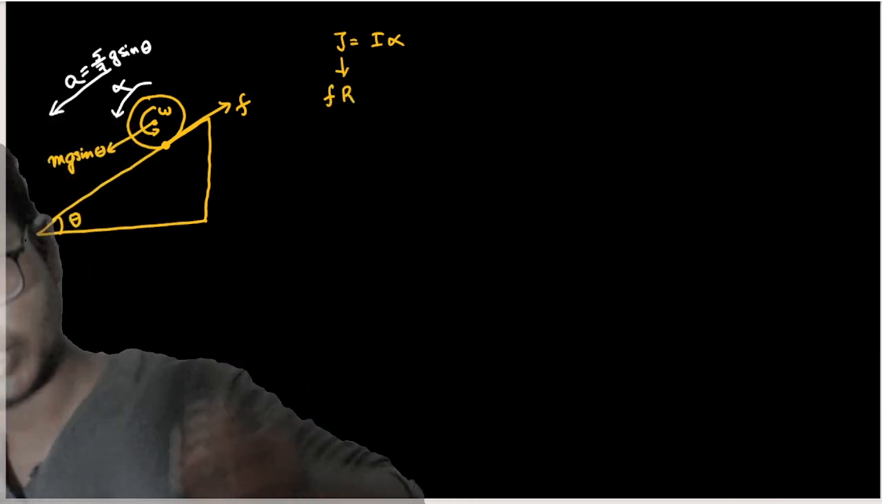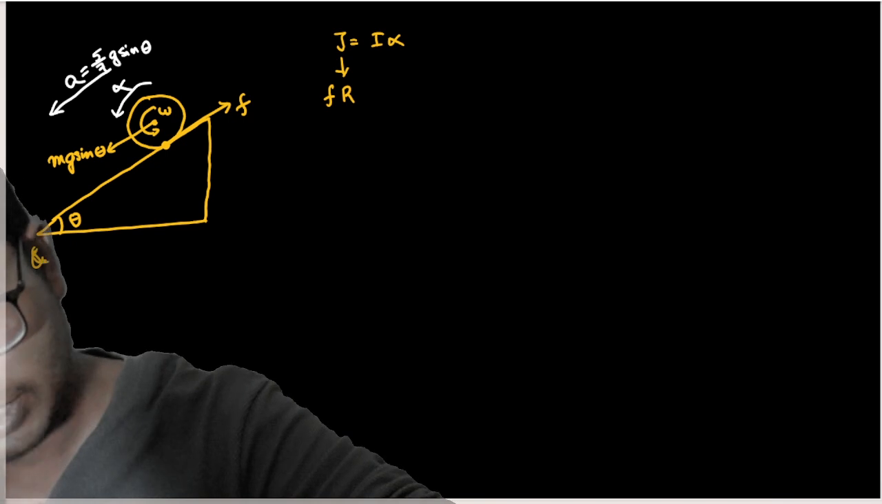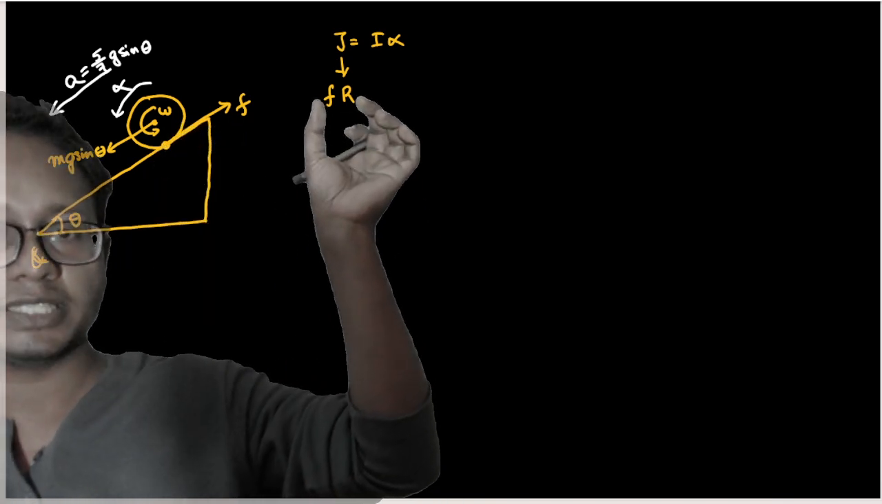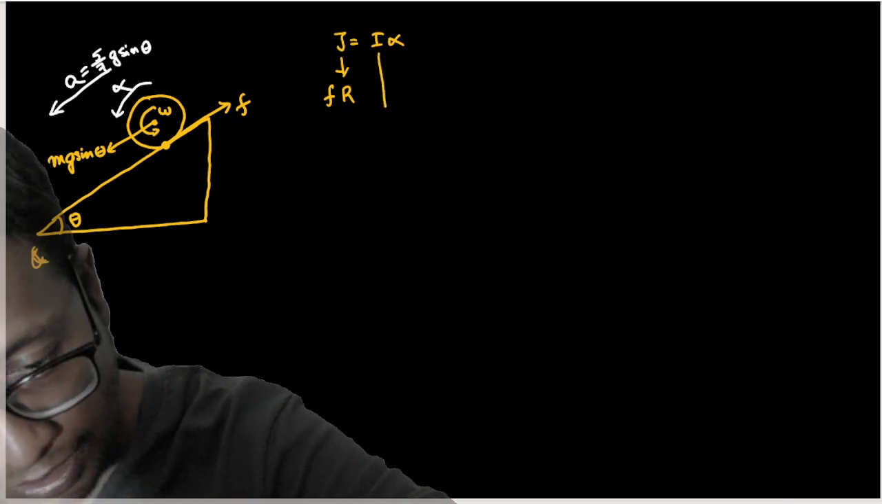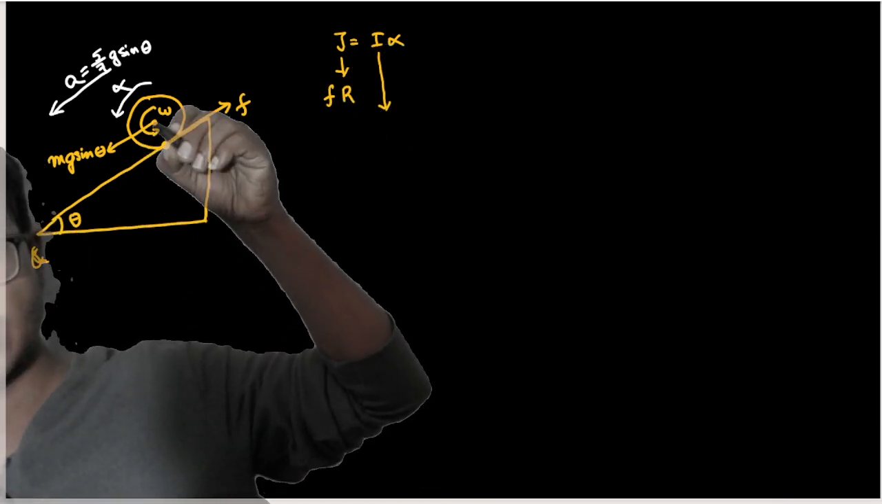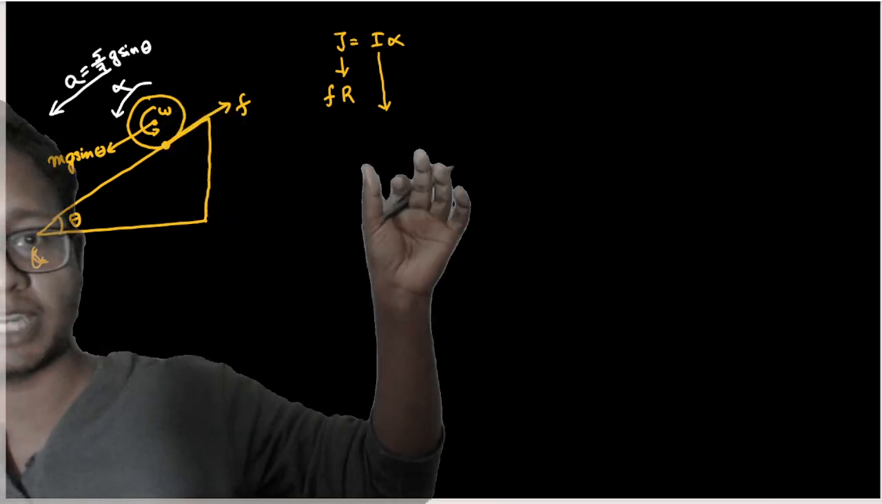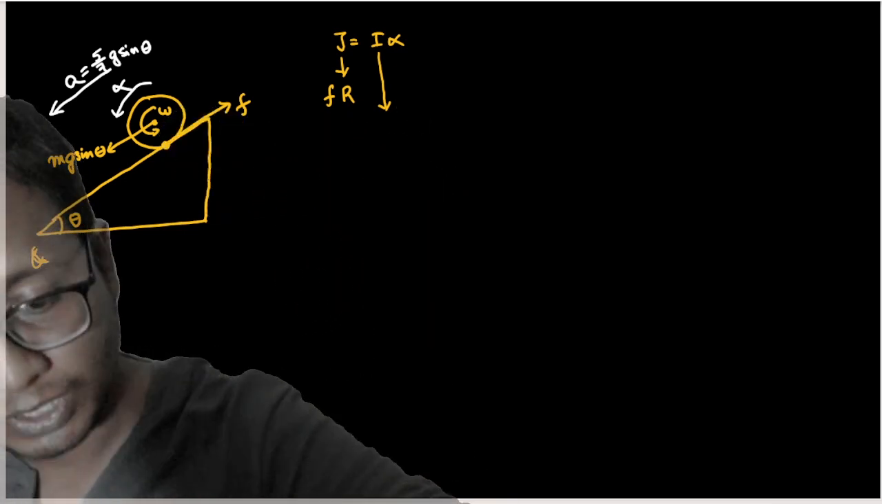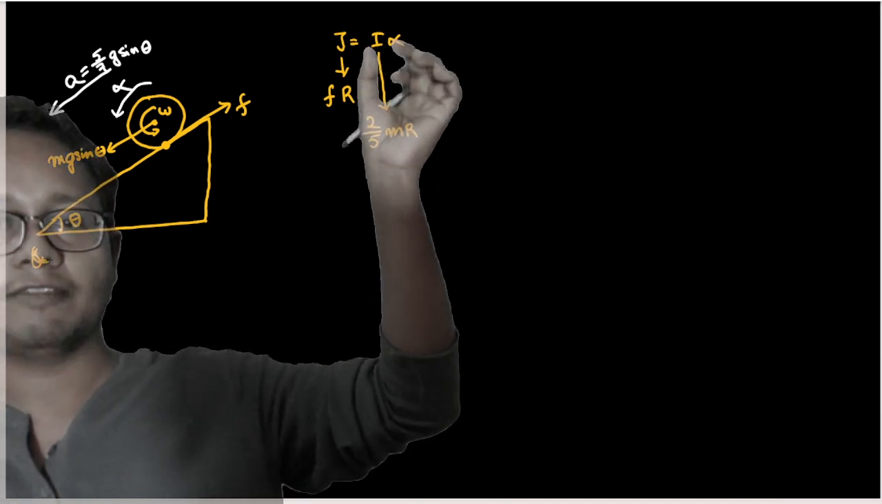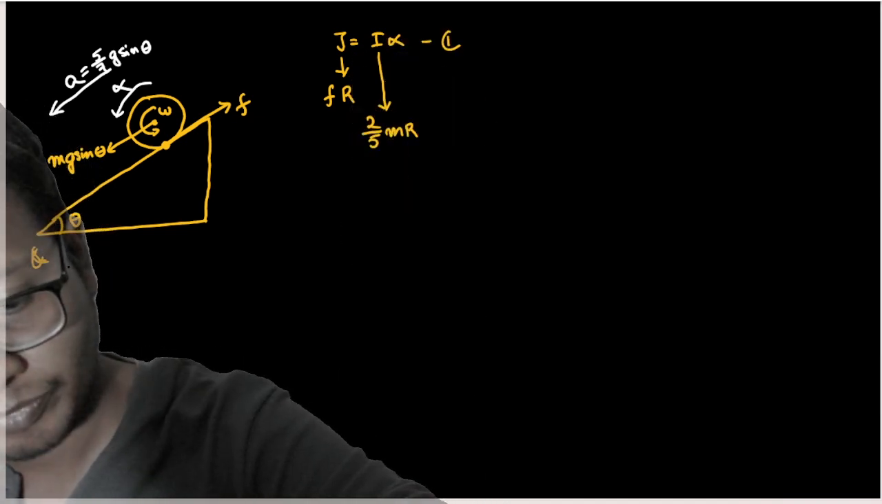That means while I'm observing from the ground frame of reference, my axis of rotation is at the center. Fair and fine. F into R is nothing but torque. Out here, the moment of inertia would be from the center axis of rotation. That means the moment of inertia out here would be only 2 by 5 m r square. We do not have to shift the moment of inertia out here. Into alpha. This is my equation 1.